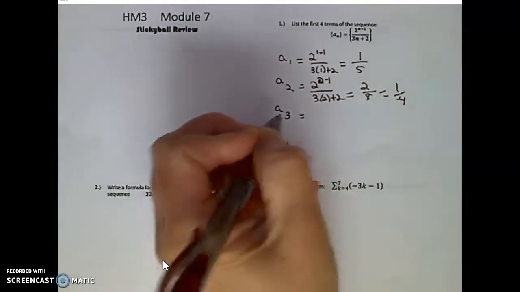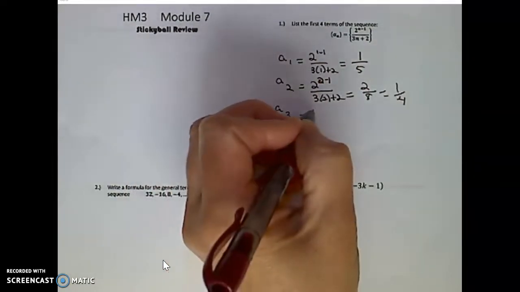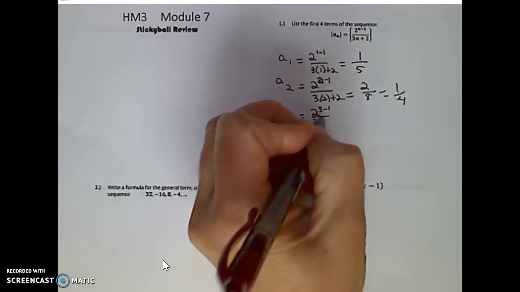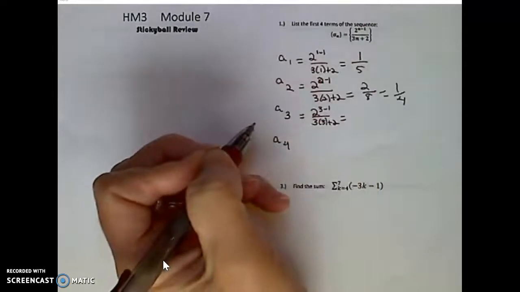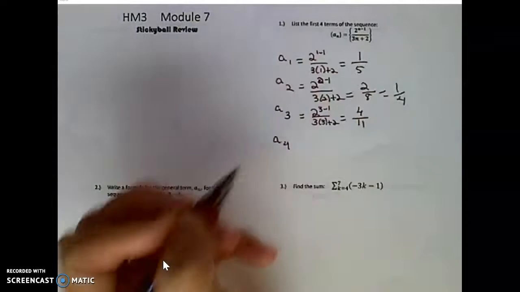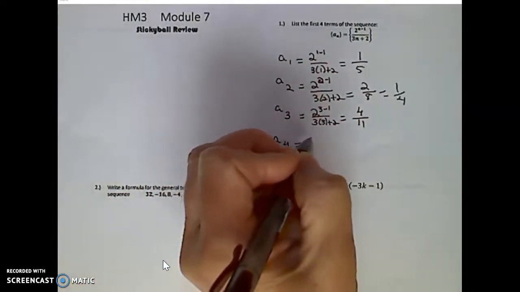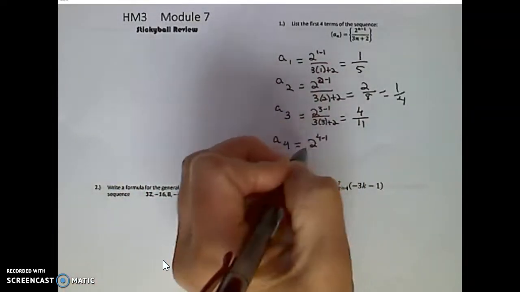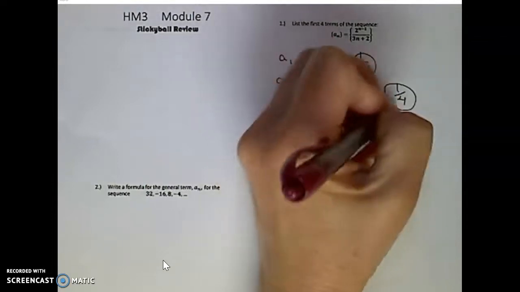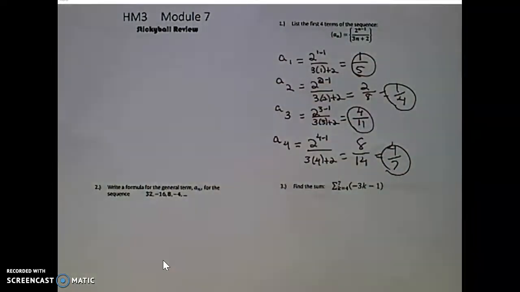When I find a sub 3, the third term, I plug in 3 as my input: 2 to the 3 minus 1 over 3 times 3 plus 2. I get 2 squared, which is 4, over 11. And my fourth term, I plug in 4 as my input: 2 to the 4 minus 1 all over 3 times 4 plus 2. That's 8 over 14, which reduces to 4/7. And those are the first 4 terms of that sequence.